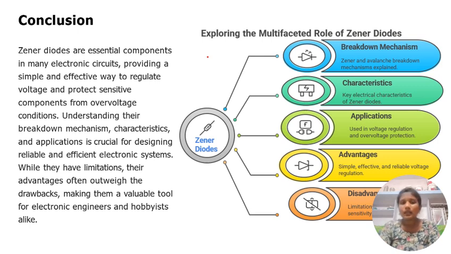Here is the clear explanation about the Zener diode's reverse breakdown voltage.